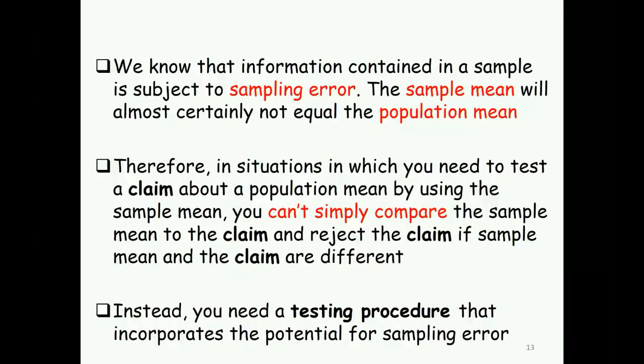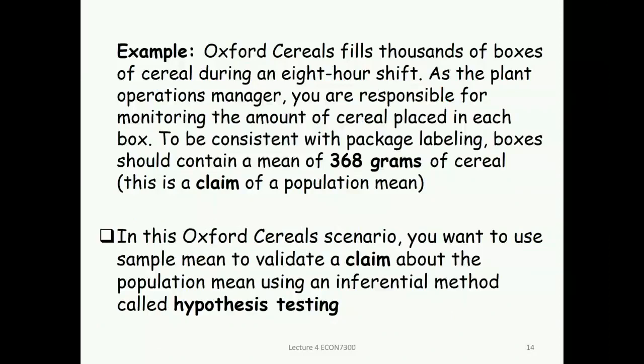So they take a sample. As I told you, there is a sampling error. You shouldn't simply compare. In situations in which you need to test a claim, the claim is 500 milliliter, about a population mean, by using the sample mean, you cannot simply compare. You cannot compare 498 of your sample mean. You cannot simply compare the sample mean to the claim and reject the claim if the sample mean and the claim are different. You need a procedure to follow. Okay, so let's go through the procedure.